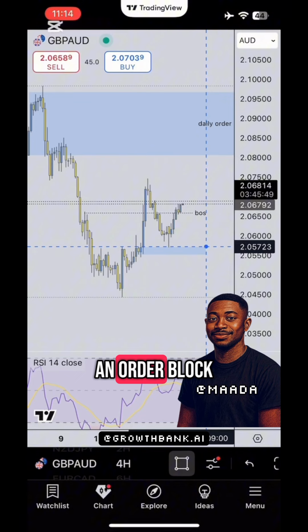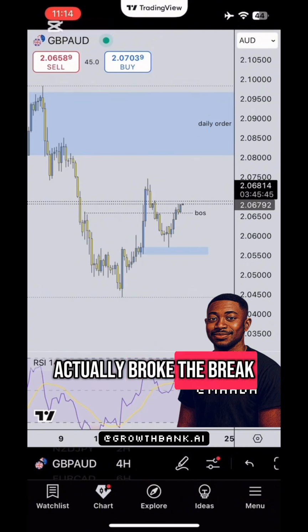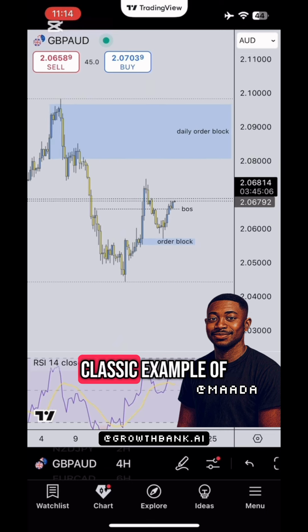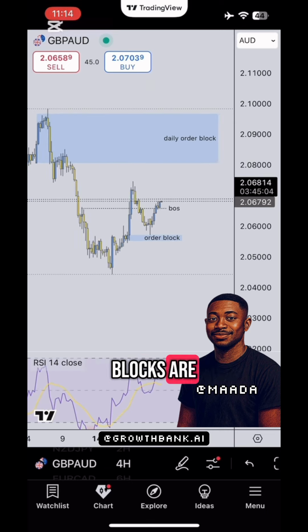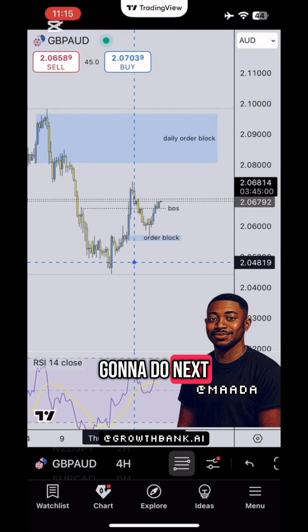And there is an order block right here, which the market actually broke the structure and pulled right into the order block. That is a classic example of how efficient order blocks are. That's really great. Okay, so let's see what we're going to do next.